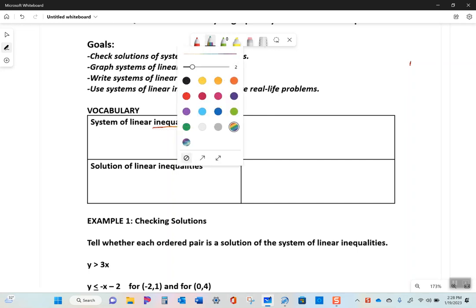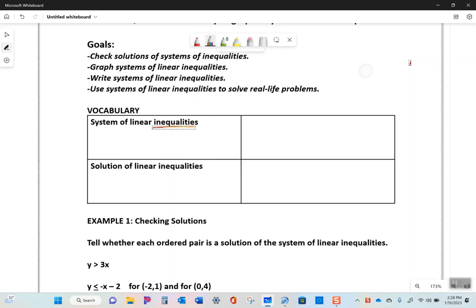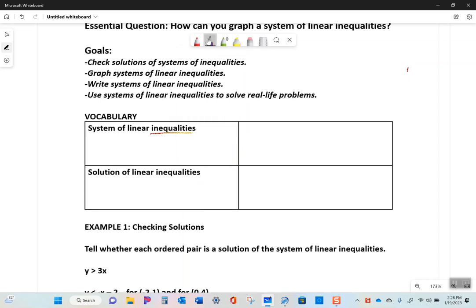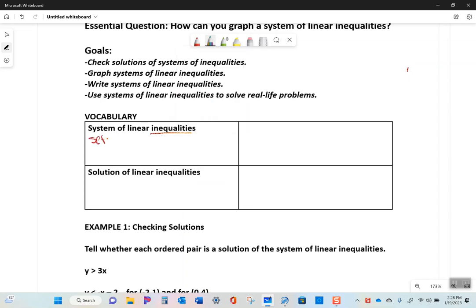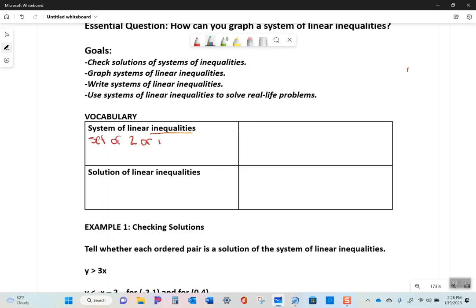Hold on, let me make sure I'm precise. So we're going to say a set of two or more, because we can have more than two, right? Two or more inequalities.